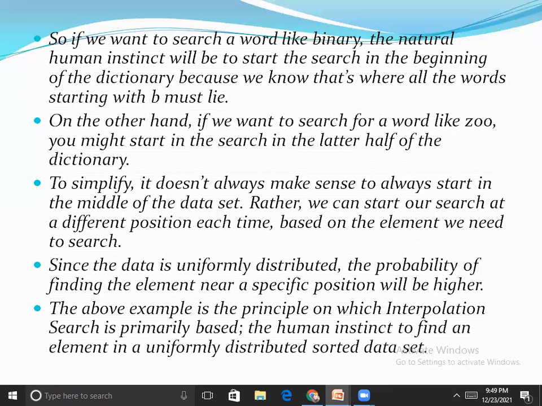To simplify, it doesn't always make sense to start in the middle of the data set. Rather, we can start our search at a different position each time, based on the element we need to search for. Since the data is uniformly distributed, the probability of finding the element near a specific position will be higher. The above example is the principle on which interpolation search is primarily based: the human instinct to find an element in a uniformly distributed sorted data set.